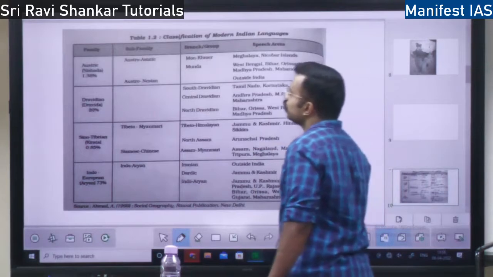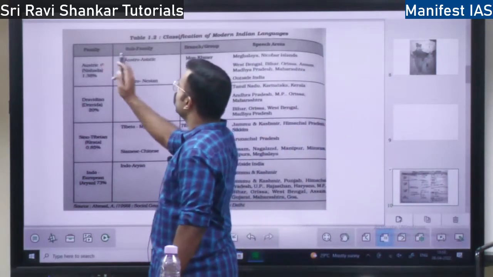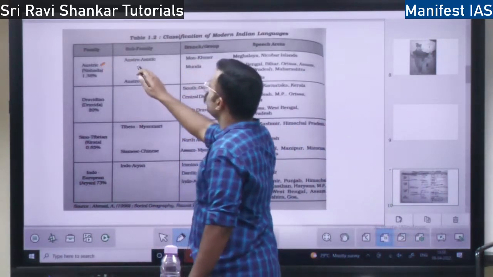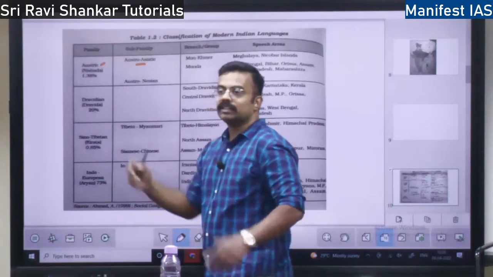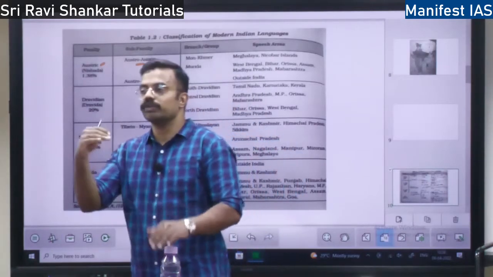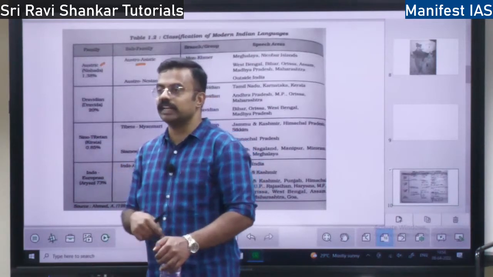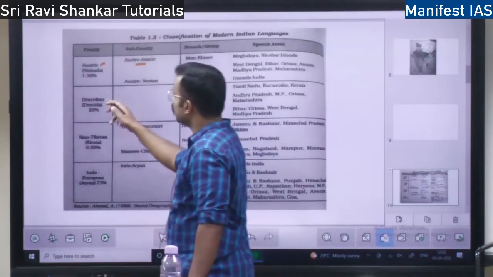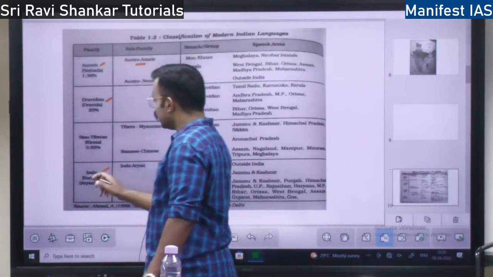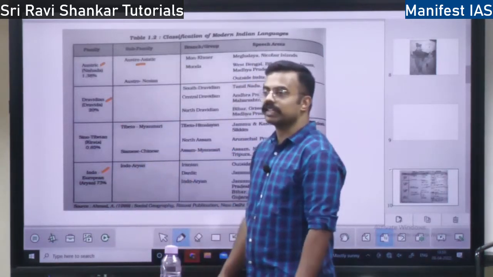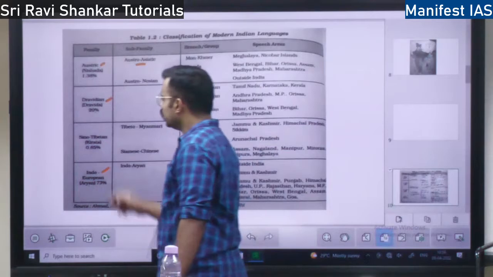The first family is the Austric family. It has got two sub-families. Family means grouping of languages, right? South Indian languages, Aryan languages. South Indian languages are called Dravidian languages, right? So you have the Dravidian language family. Then Indo-European. Indo-European language is the Aryan language. Hindi belongs to that, Sanskrit, Hindi.